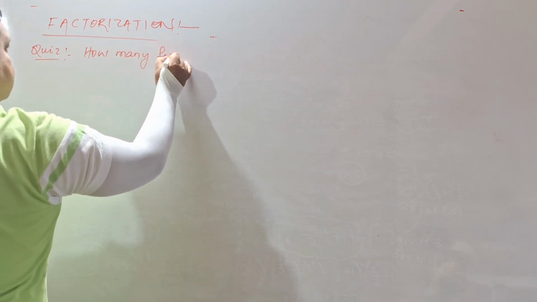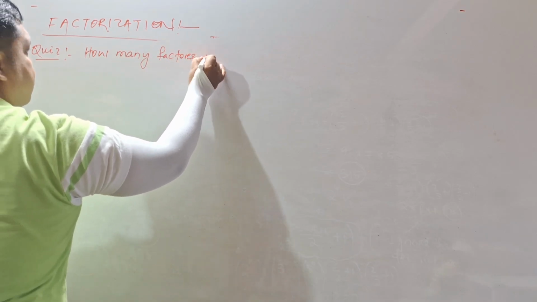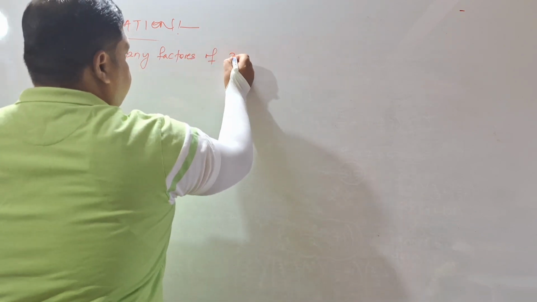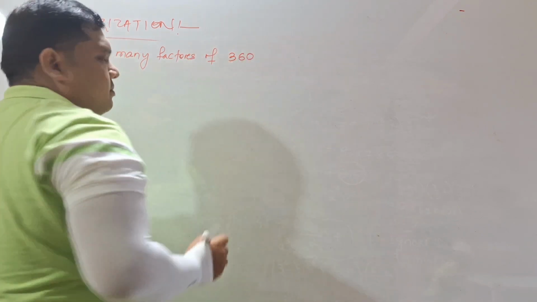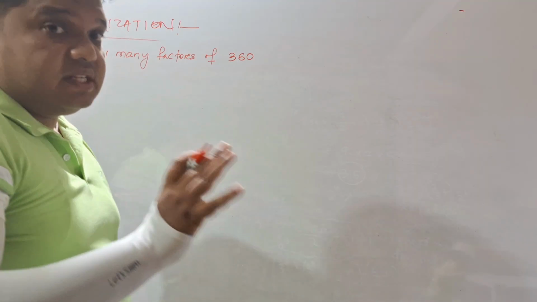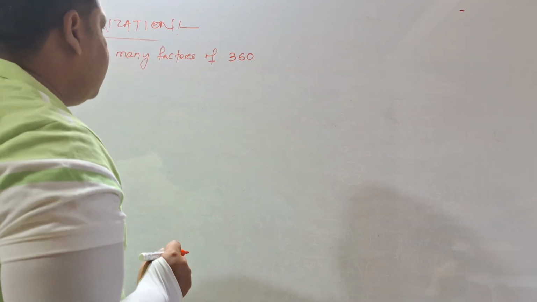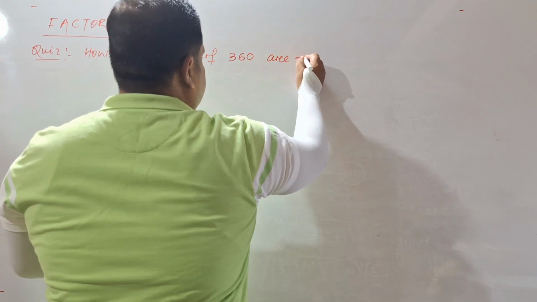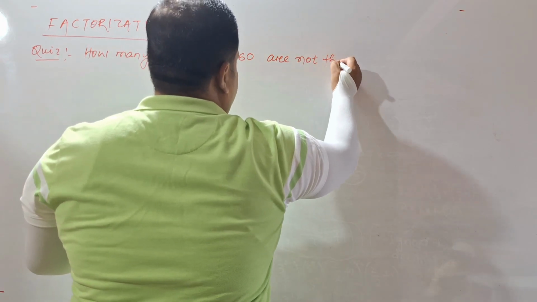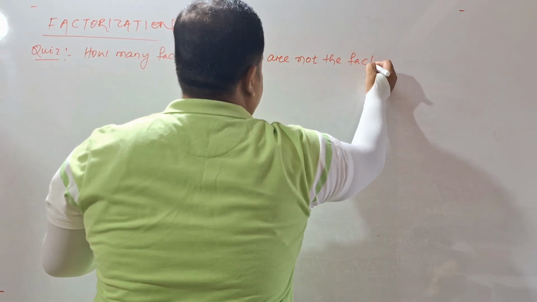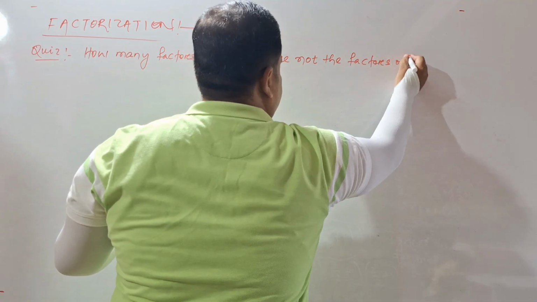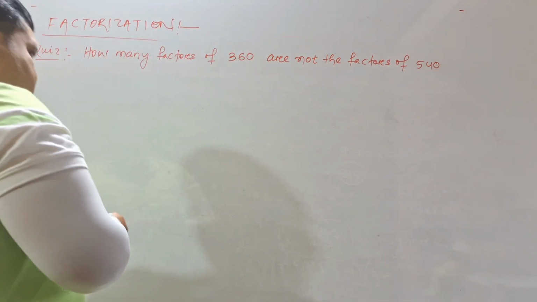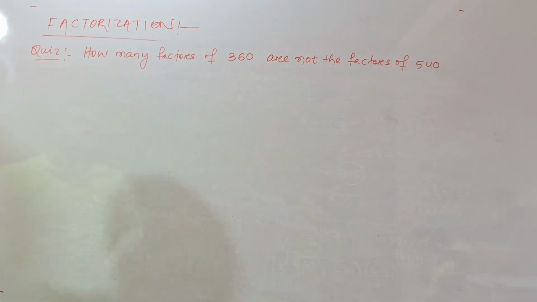How many factors of 360, and similar, based on the previous concept but the question is different. How many factors of 360 are not the factors of 540? Okay, so again similar, just like the previous question.